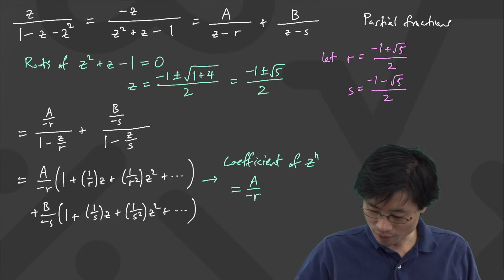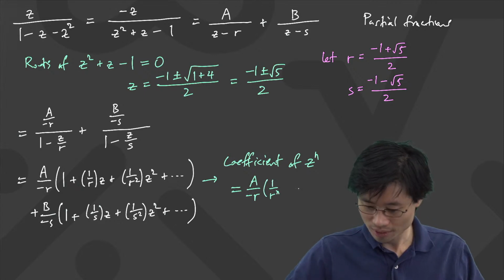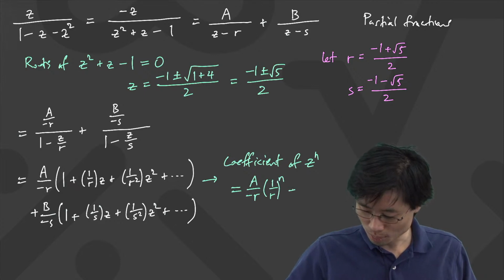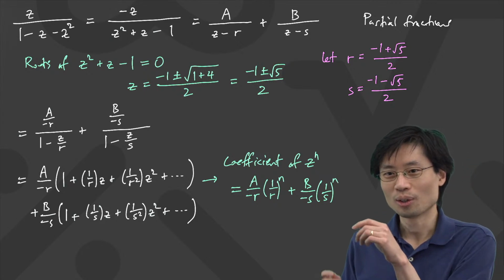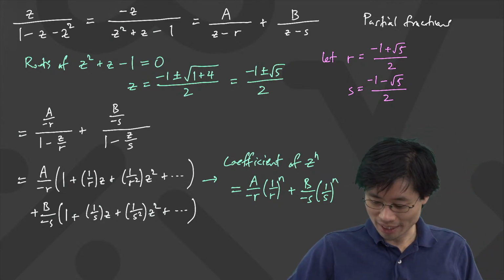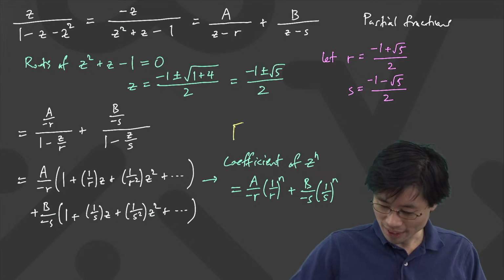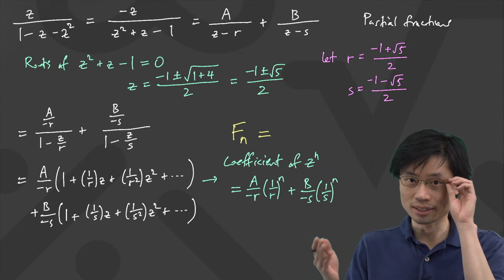So you did a over negative r. I'm just going to break it apart: a over negative r times 1 over r to the n. Actually, I'm going to take the 1 over r and then put the n here. Plus b over negative s times 1 over s to the power n. And by the way, that's supposed to be the nth Fibonacci number, and this is equal to fn. Sorry, fn is the coefficient of z to the n.